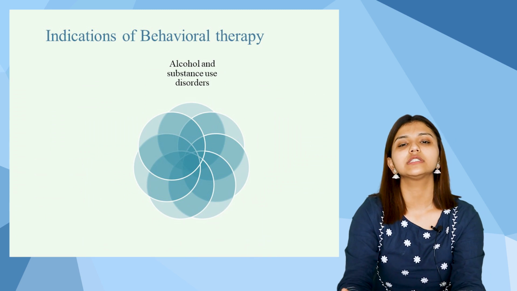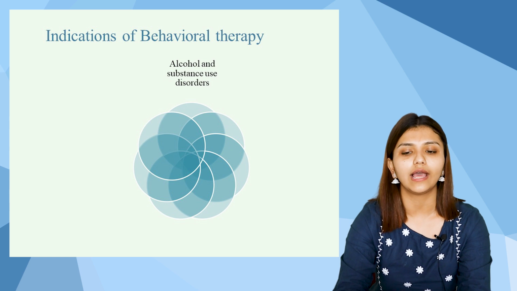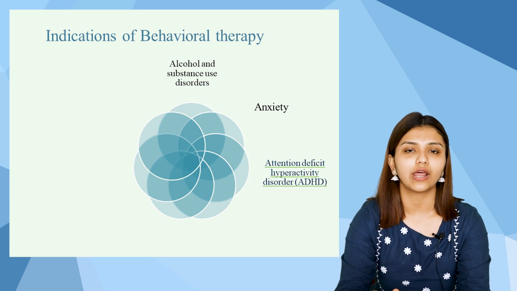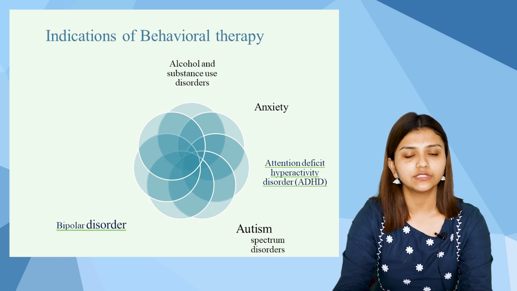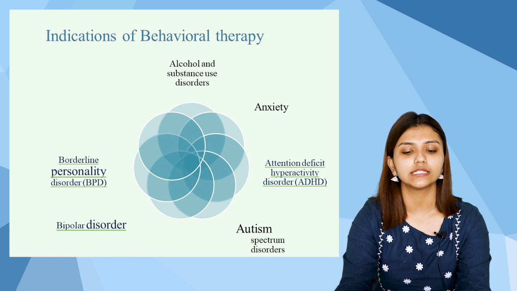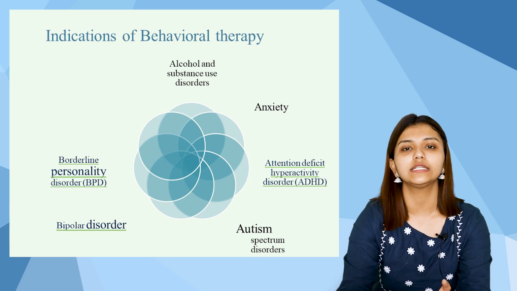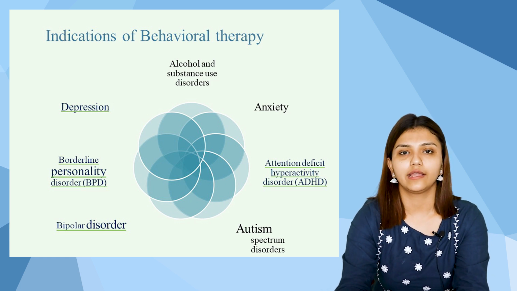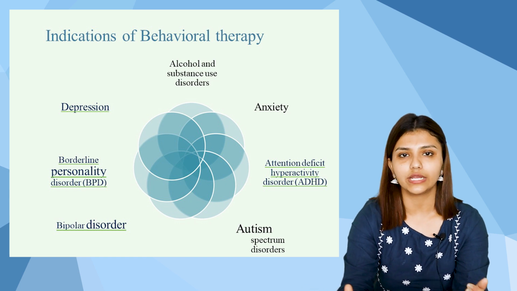What are the indications for behavioral therapy? First is alcohol and substance use disorder. Second is anxiety disorder. Third is attention deficit hyperactivity disorder. Fourth is autism spectrum disorders. Fifth is bipolar disorders, and sixth is borderline personality disorder. Seventh and the last is depression. These are the indications where behavioral therapy is quite helpful.